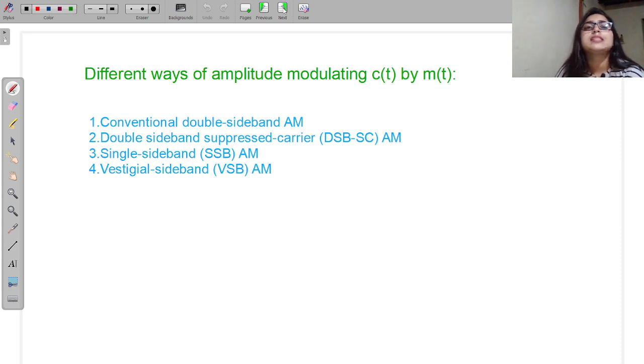Then there is single sideband amplitude modulation. What happens is you will have upper sidebands and lower sidebands, which you will see in the next videos. In that, we transmit either the upper sideband or the lower sideband. Next is the vestigial sideband. We will see all these 4 types of amplitude modulation.